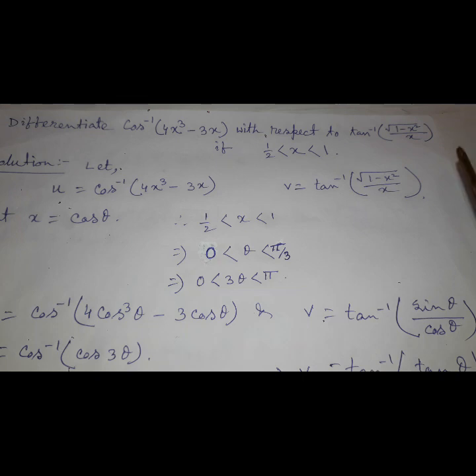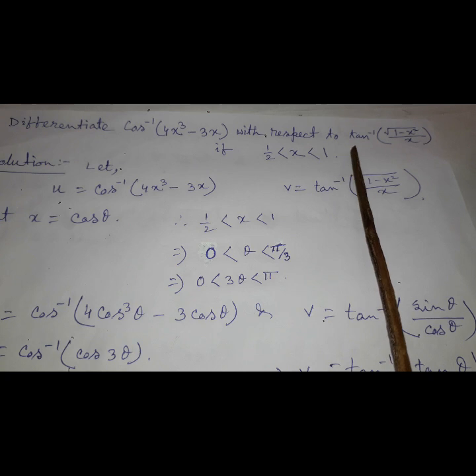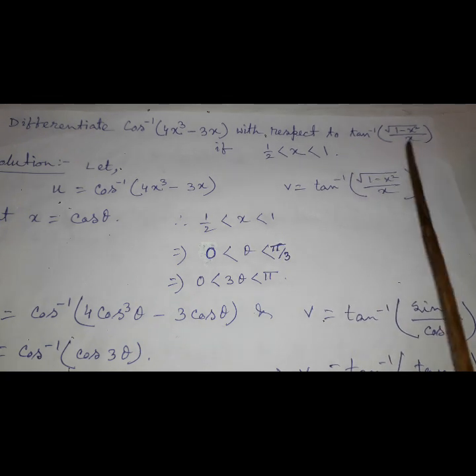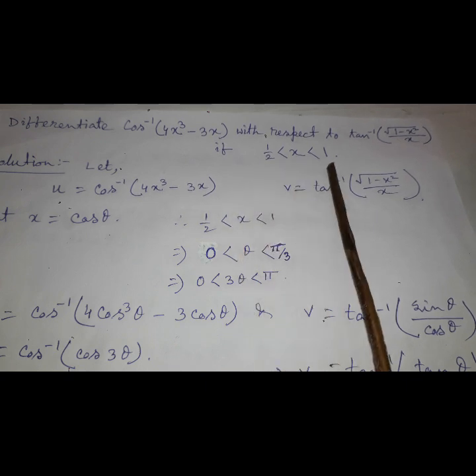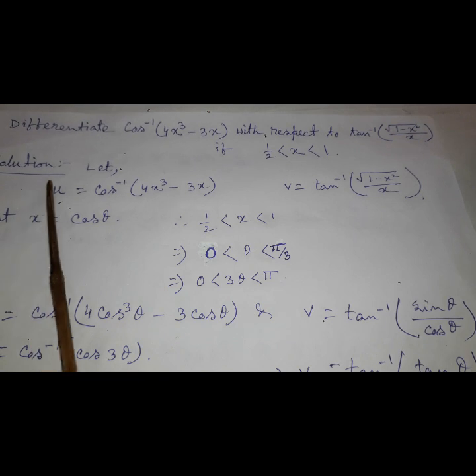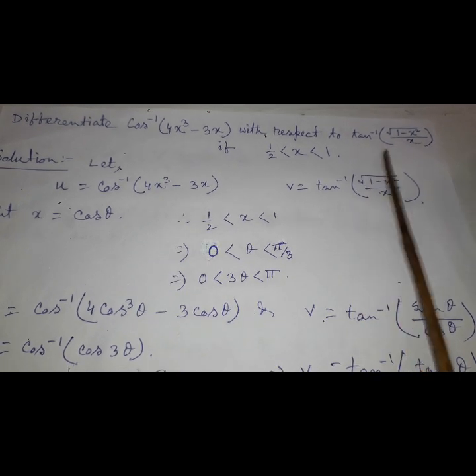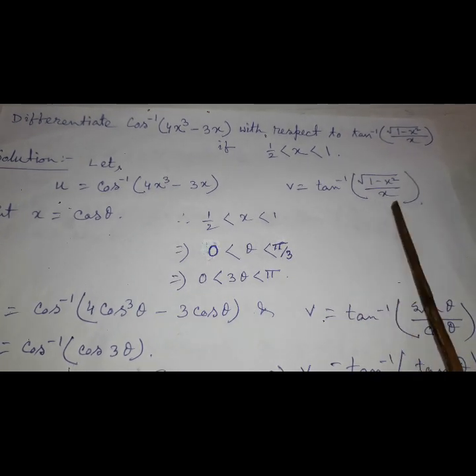The given problem is differentiation of cos inverse of 4x cube minus 3x with respect to tan inverse of root over 1 minus x square by x, where it is given that 1 by 2 is less than x and x is less than 1. This is the condition. So let us start the solution. Let u is equal to the given cos inverse of 4x cube minus 3x, and v is tan inverse of root over 1 minus x square by x.